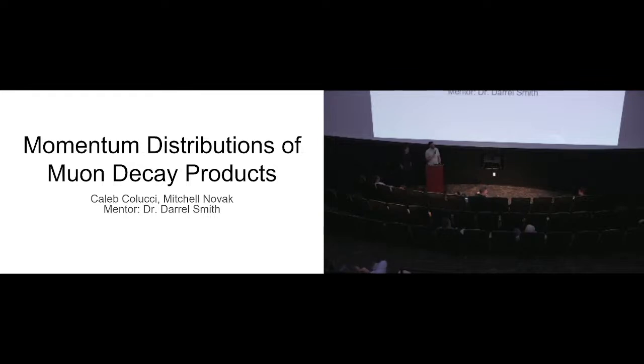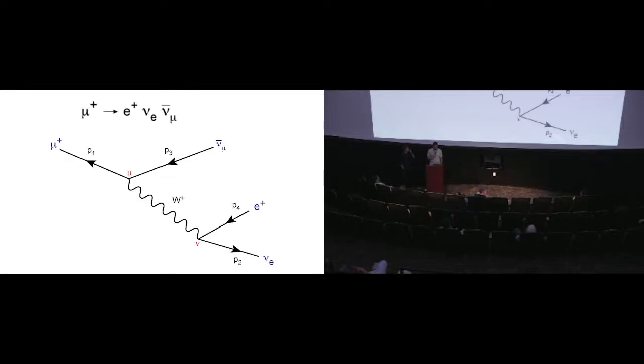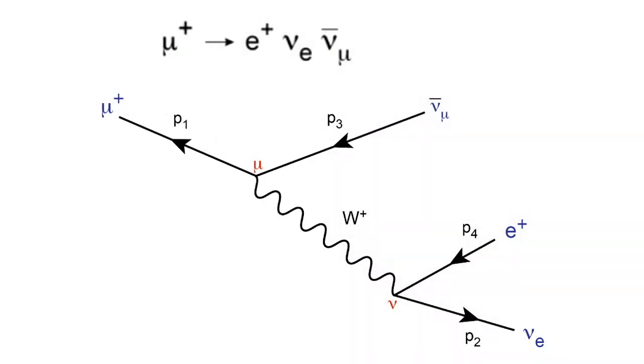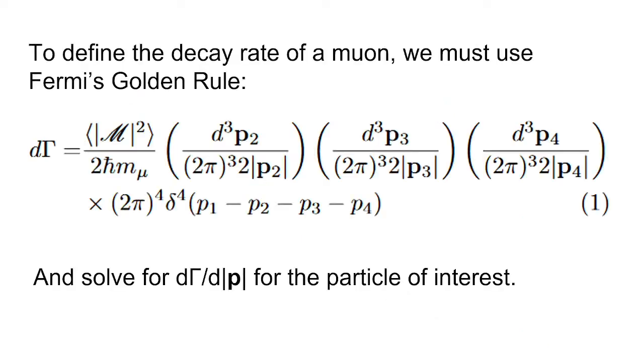And we worked with Dr. Smith on characterizing the momentum distributions of muon decay products. So specifically, the muon decay we're looking at is up there at the top. The muon decays into a positron, an electron neutrino, and an anti-muon neutrino. And there is the Feynman diagram for that decay. You will be seeing it a few more times.